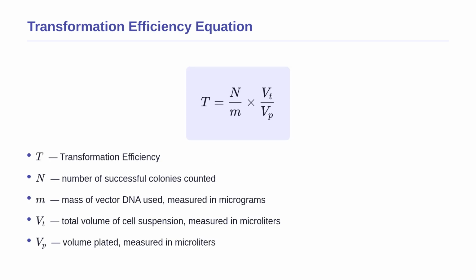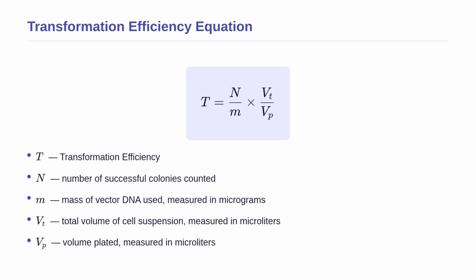This brings us to the mathematical representation of our experimental success. The formula for transformation efficiency is T equals N divided by M multiplied by VT divided by VP. Conceptually, this formula simply scales up the number of colonies you actually counted to figure out how many you would have gotten if you plated the entire volume.